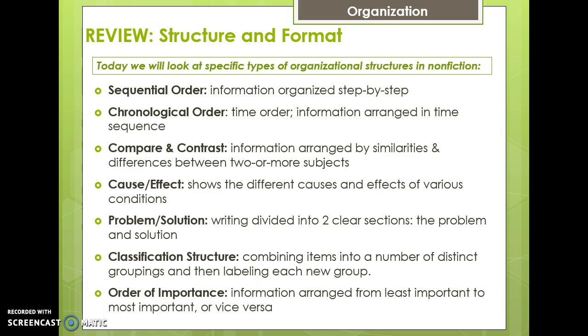Problem and solution, writing divided into two clear sections, the problem and solution. Classification structure, combining items into a number of distinct groupings and then labeling each new group. Order of importance, information arranged from least important to most important, or vice versa.